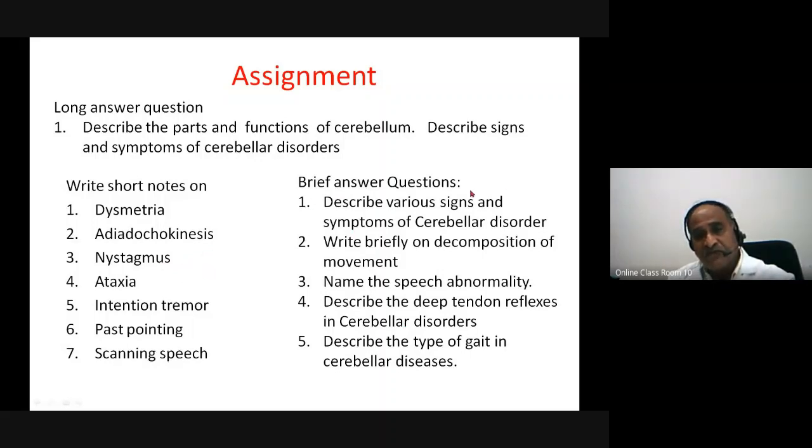The brief answer questions are: describe various signs and symptoms of cerebellar diseases. Write briefly decomposition of movement. Then speech abnormality. Then describe the deep tendon reflexes in cerebellar disorders. Describe the type of gait in cerebellar diseases.